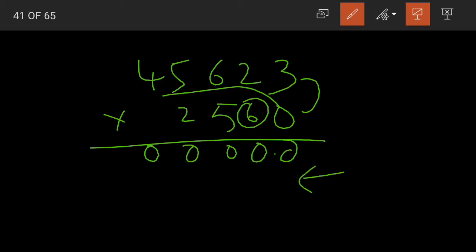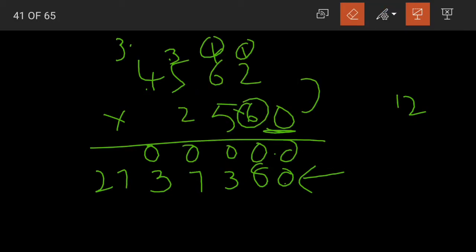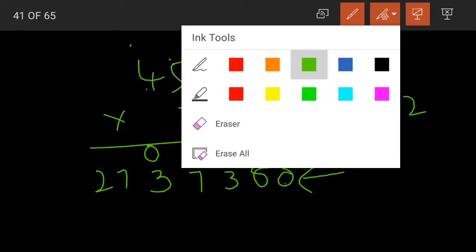Now coming to the next number 6. A new number in the new line. Placing 1 zero after 6. Why? Because after 6 we are having 1 digit. Yes. 6 3s are 18. 1 carried. 6 2s are 12 plus 1 13. Again 1 carried. 6 6s are 36 plus 1 37. 6 5s are 30 plus 3 33. 6 4s are 24 plus 3 27. Yes children, that was 4 5 6 2 3 into 6.